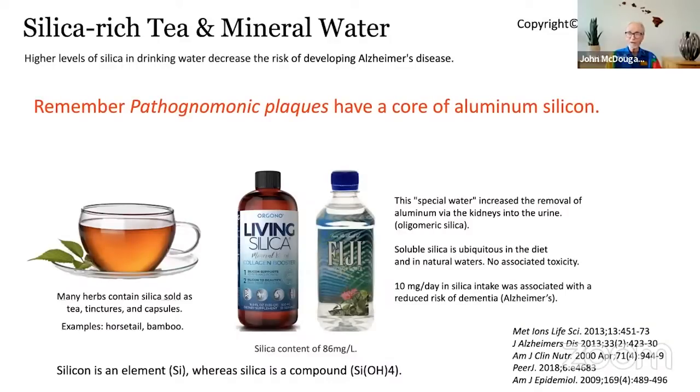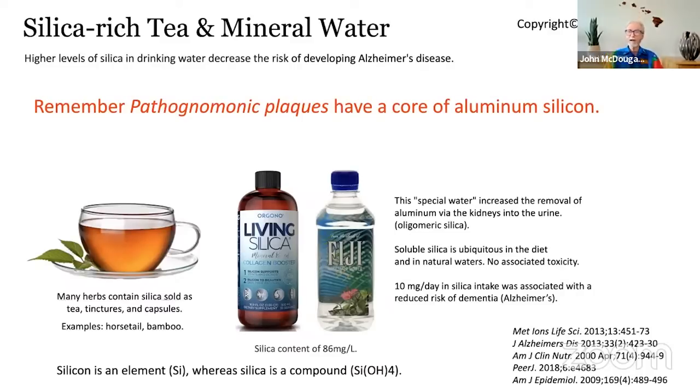in various kinds of silica-laced waters. Living silica is one of them. Fiji water is another one. There are dozens of them out there. And the amount of silica provided is 86 milligrams per liter. All right, I don't know how many my bottle is, what is 500 milliliters. So you can drink one of these bottles and you take in 43 milligrams of silica. 10 milligrams a day of silica is associated with a reduced risk of Alzheimer's.